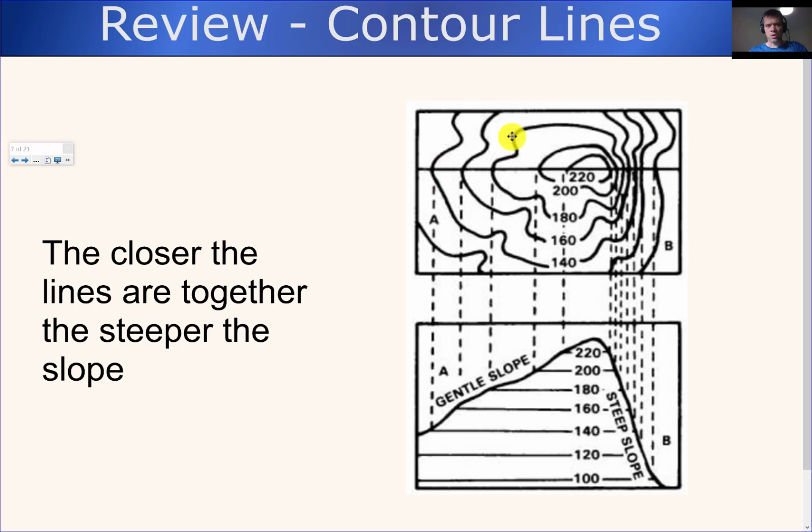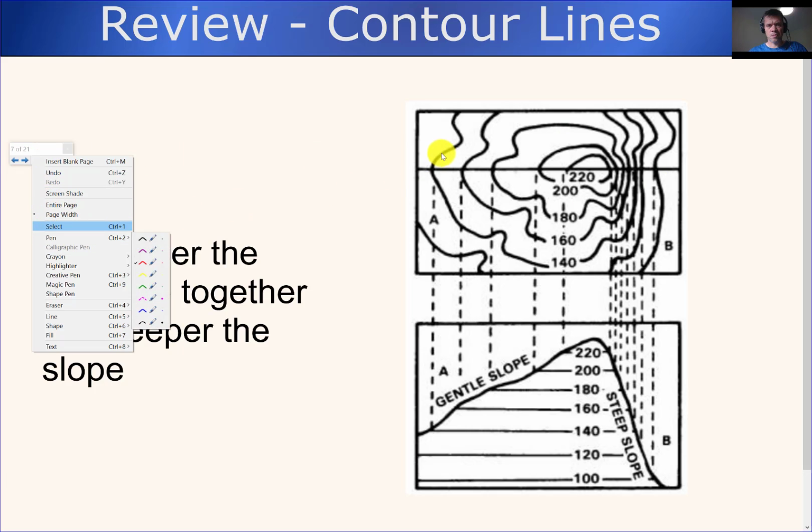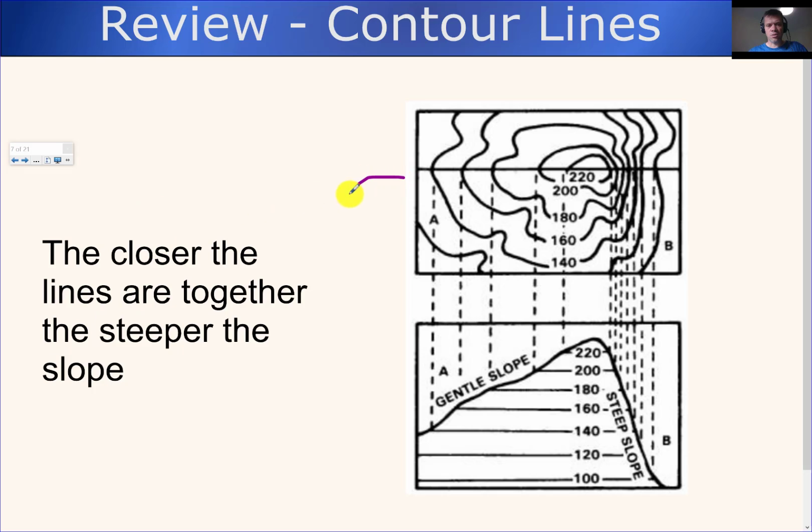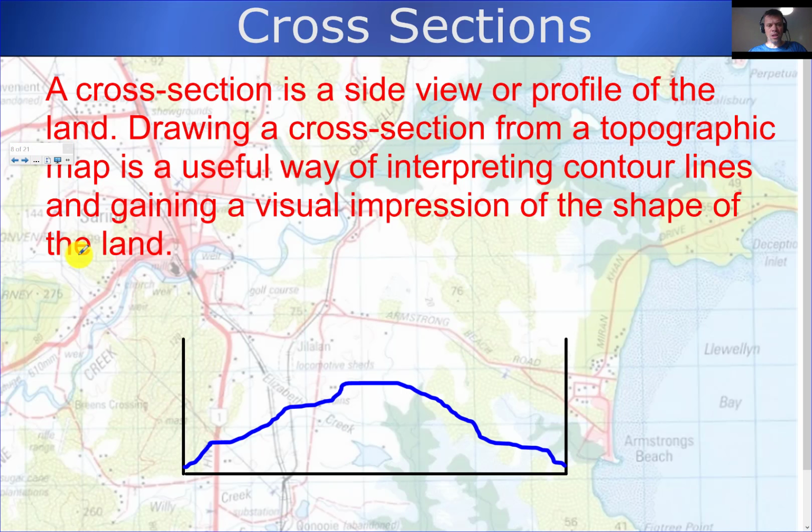So if I took this topographic map here, I can then draw a cross section using that map, and I can actually put that straight on my page and draw it down, but we're going to show you how to do it properly off a map in a second. So a cross section just basically looks like this. We're going to have a graph, and we're going to have height on the left hand side and distance along the bottom.